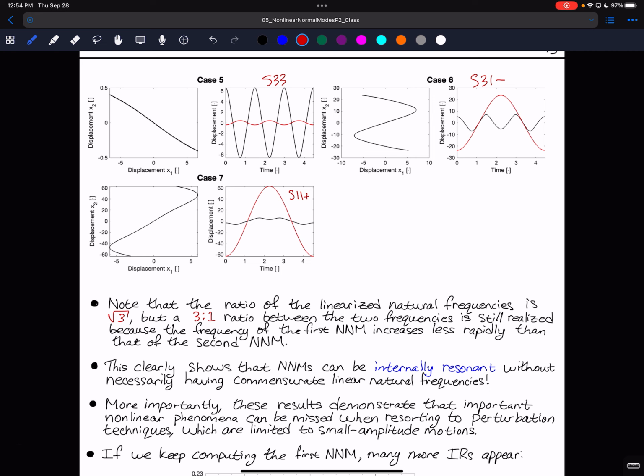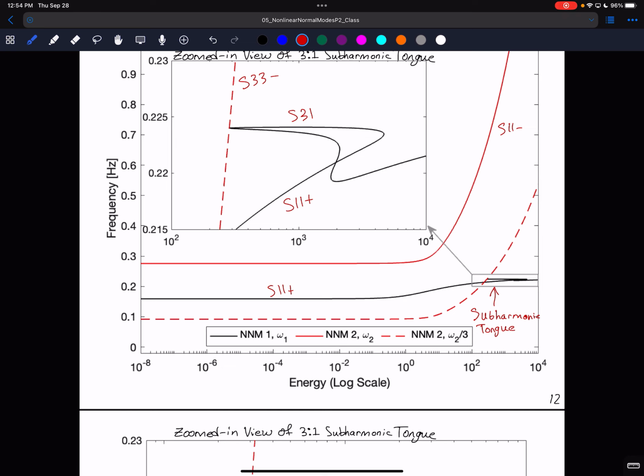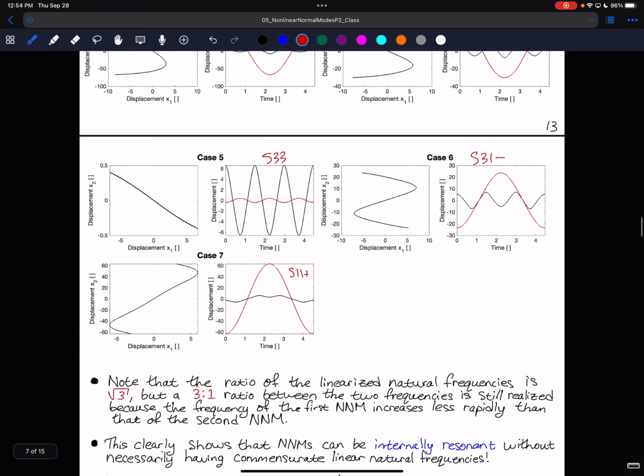If you look at the ratio of the linearized natural frequencies, it's actually the square root of 3. But we're still able to realize a 3-to-1 ratio here between the two frequencies, because the frequency of the first NNM will increase less rapidly than the second NNM, such that the second NNM grows faster. If we go back to the FEP, shown here, you can see that the S11 minus branch just blows up there. As a result, you're still able to achieve this 3-to-1 ratio, even though the ratio of the linearized frequencies is the square root of 3.